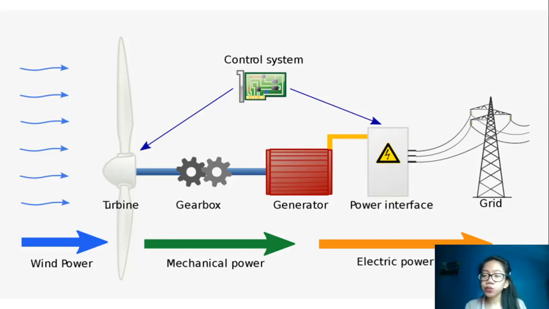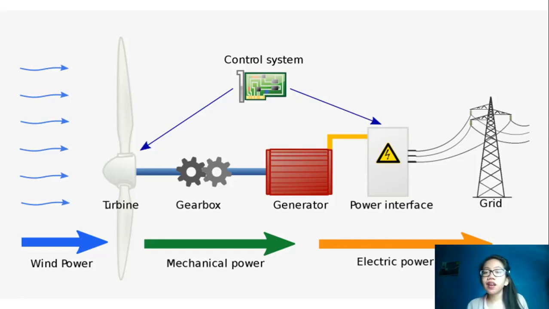Now, you will see there that there is a power interface connected to a control system which is connected to our turbine, because whenever you are producing electricity, you have to control the amount of electricity you're actually producing. You have to produce enough electricity to supply the demand of communities and cities, but not too much that it will overload our infrastructures.